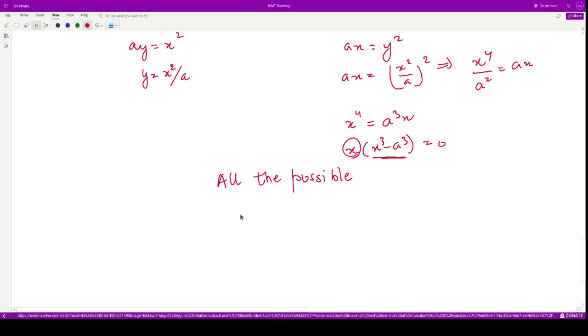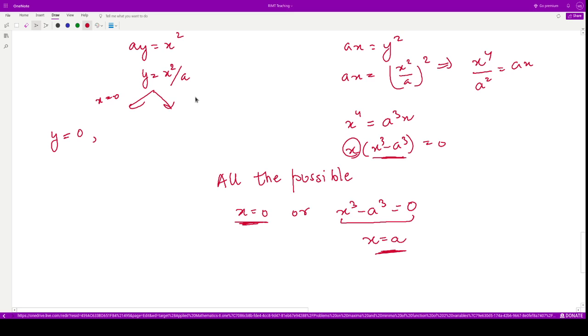So now either you have x is equal to 0 or you have x cube minus a cube equal to 0. And when you solve this, its value would be a. So either x is equal to 0 or x is equal to a. When x is equal to 0, the value of y is also equal to 0, and when x is a, your value of y is equal to a. So therefore our critical points are (0, 0) and (a, a). So these are your critical points.